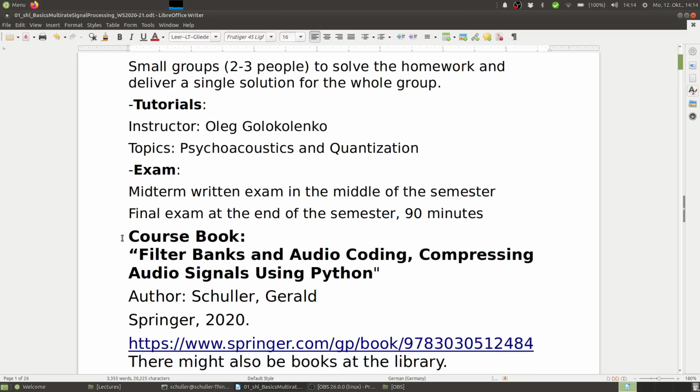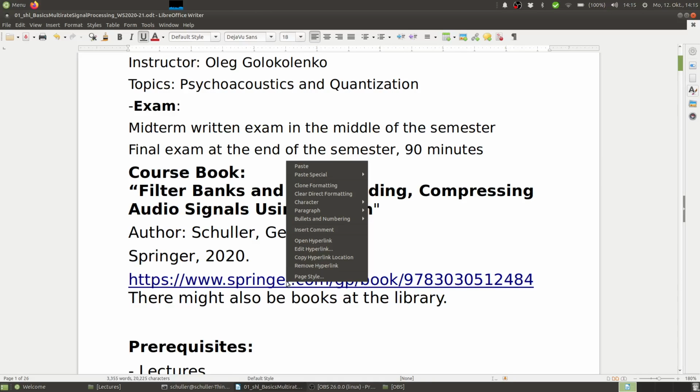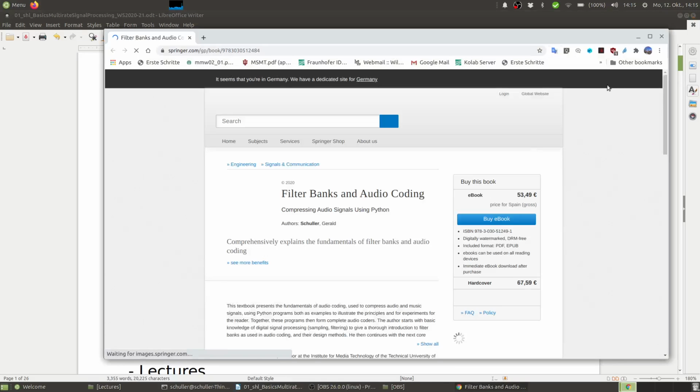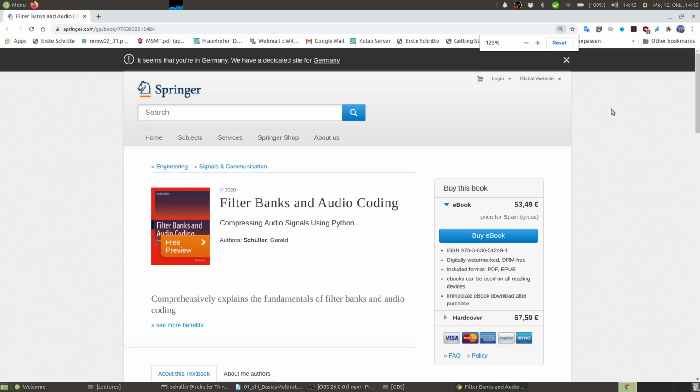Then all the material and more is covered in our course book, which just came out this fall. It's called Filter Banks and Audio Coding, Compressing Audio Signals Using Python, where I'm the author. And here's the link. So let me open this link. So here you can see the link to the book. So this is our course book.